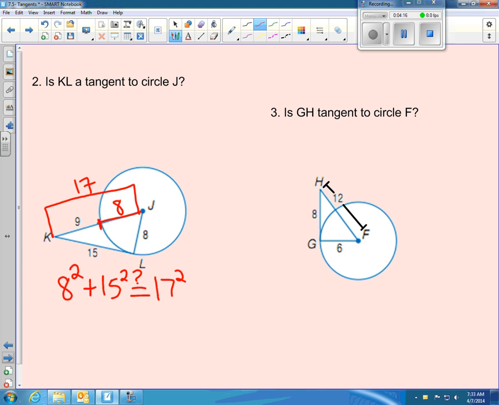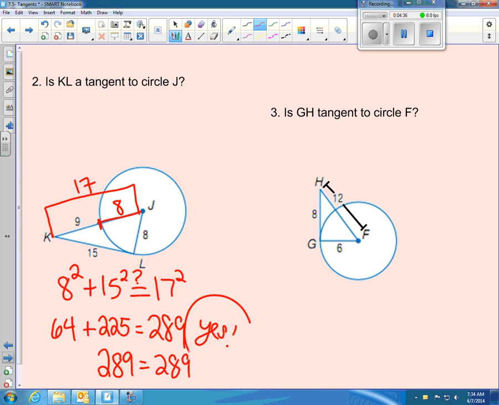And we want to know if those squared equal 17 squared. 8 squared is going to get us 64. 15 squared gives us 225. And 17 squared gives us 289. If we take 64 and 225 and add them, we get 289, which equals 289. So yes, KL is going to be a tangent.